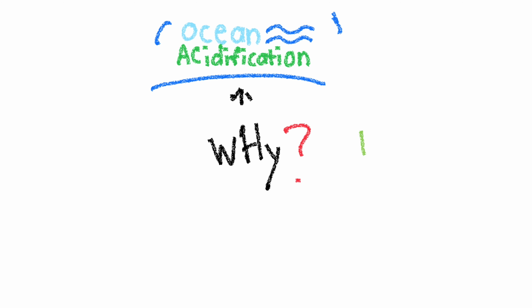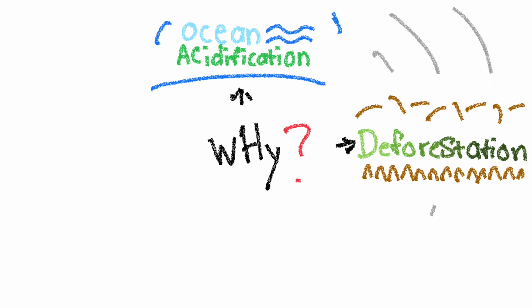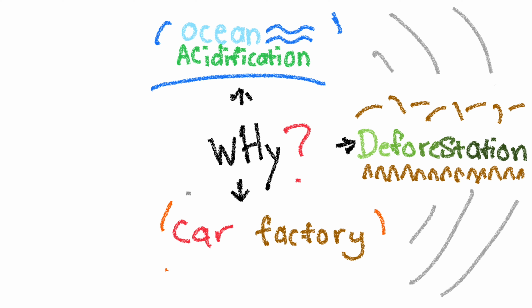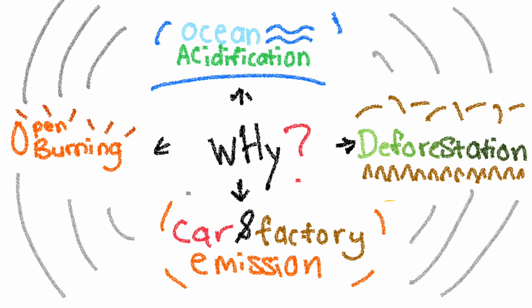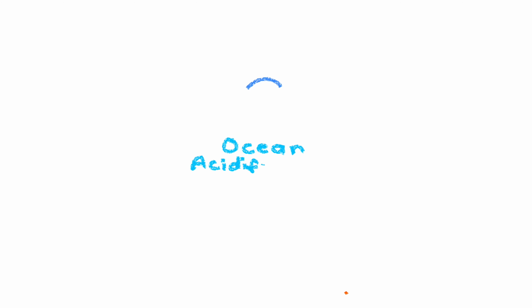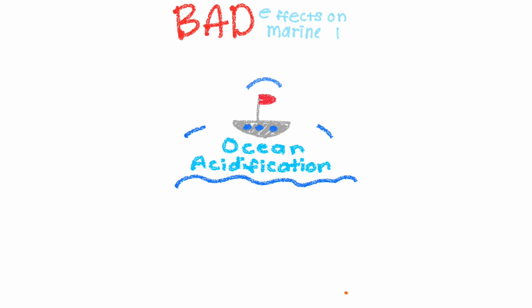First, ocean acidification, the changes of pH level in water, deforestation which are by humans, car and factory emission, which are heat, and open burning. Our main topic for today is ocean acidification. It has bad effects on the marine life. For example, it softens the shells.